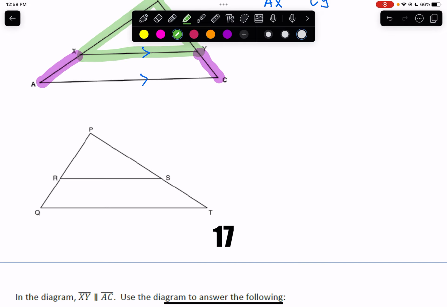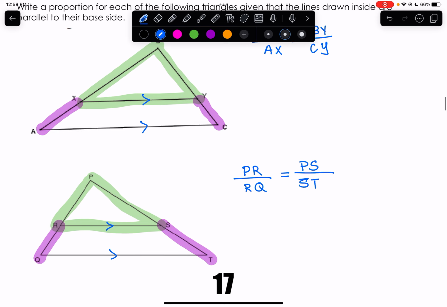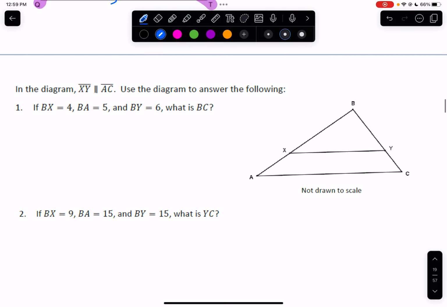Again, we have a parallel line, so I'll draw my arrows. Here's my top triangle. Here are the pieces cut off. So I have PR over RQ is equal to PS over ST. Again, we're making a proportion using the top portion of the top triangle that's formed by that parallel line and the amount that's cut off from each side. So there should be a proportion.